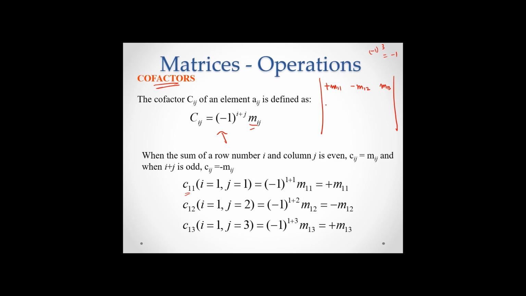Next will be what? Minus M21, because 2 plus 1 is odd. This will be M22, same positive. Then this will be M what? This will be M23 with a minus sign, because 2 plus 3 is 5, an odd number. Then we have M31 positive, minus M32, that will give a negative, M33 positive.